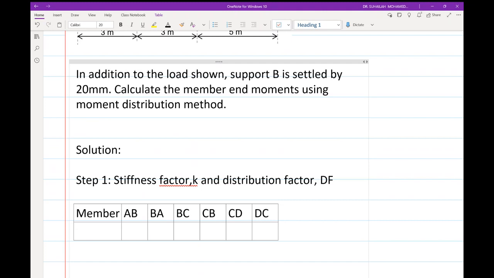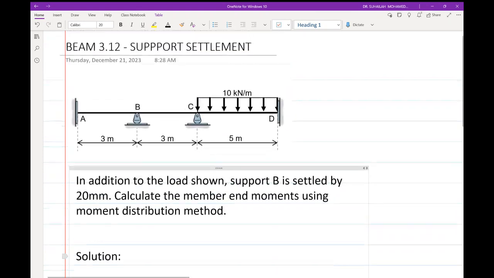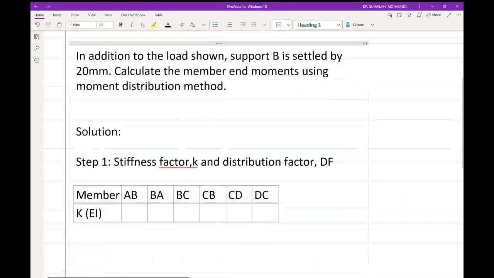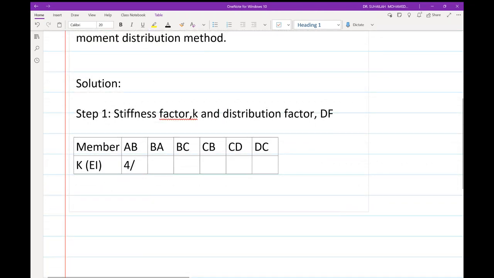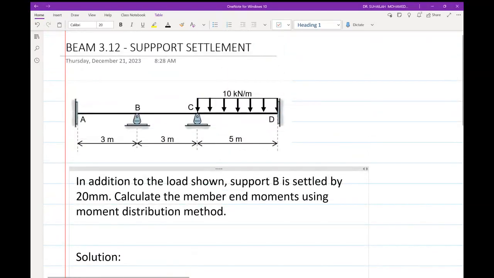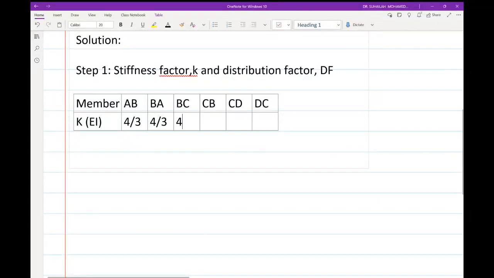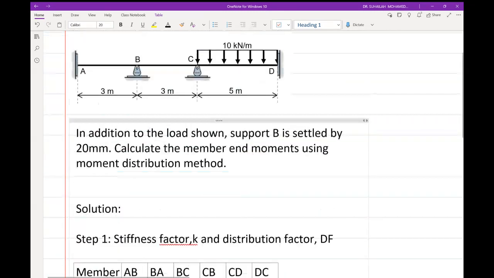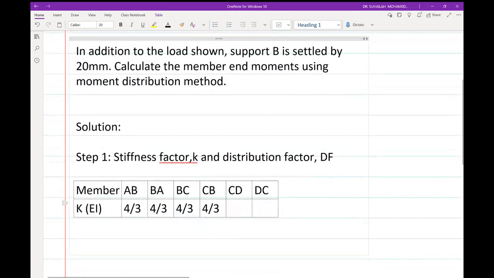The K in terms of EI: for AB, we use 4 divided by 3, and BA is the same, 4 divided by 3, because it is the same member. For BC also, K is 4 divided by 3, for 4EI over L where L is 3 meters. For CD, it is 4 divided by 5, and DC is the same, 4 divided by 5, because it is the same member.